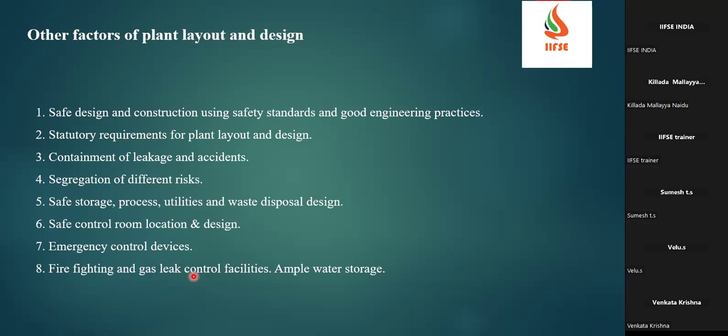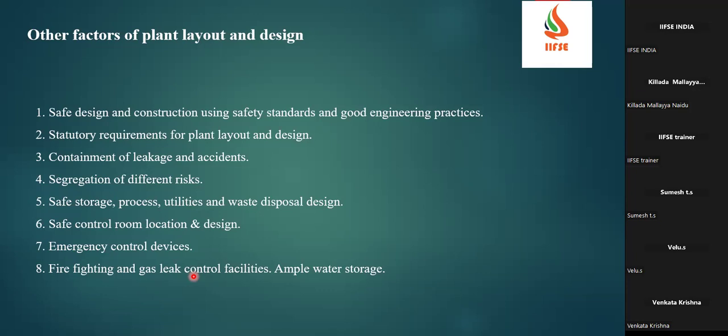If any leakage happens, how it is going to get contaminated with other things, or how you are going to avoid that contamination. Then segregation of different risks. So it is about the zone-wise classification as we saw in the previous class, zone classification based on the storage of hazardous materials. Then safe storage, process, utilities, and also waste disposal design.